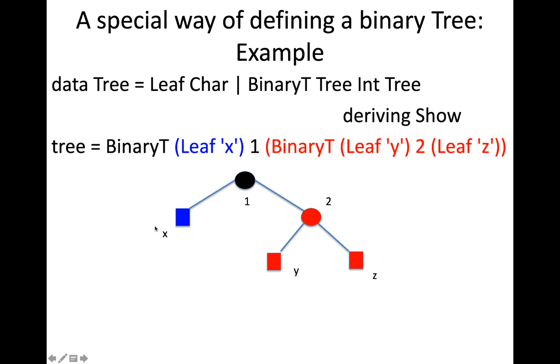Then on the left we have leaf x, then we have this inner node 1, which is the root node, and then we have this right side tree, and that is also a binary t with left leaf y, then 2 as the inner node, and leaf z as the right leaf, right? So that can work as the binary tree.